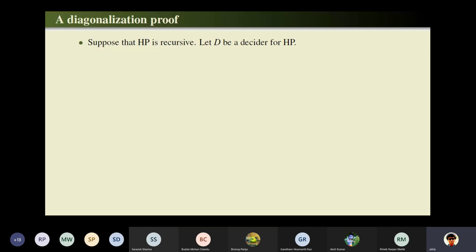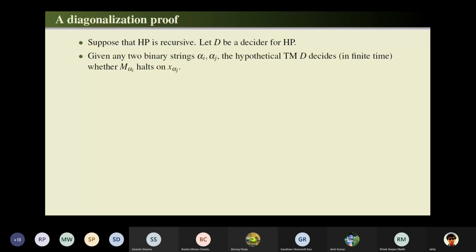Okay, it's a decider. So for every M and for every X, this machine D can decide whether M halts on X or not in a finite amount of time. So that's the second sentence. Given any two binary strings, alpha i and alpha j, the hypothetical machine D decides in finite time whether M alpha i halts on X alpha j.